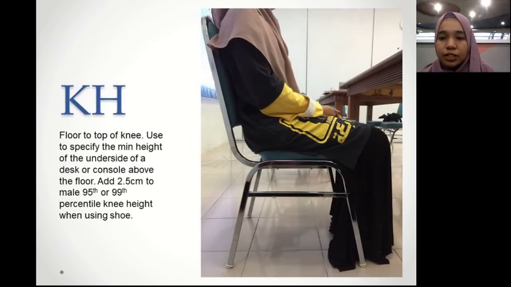Then we proceed to the knee height. Knee height is measured from the floor to the top of the knee. So you have to use it to specify the minimum height of the underside of a desk or console above the floor. So you have to add 2.5 centimeters to the male 95th or 99th percentile knee height when using shoes.